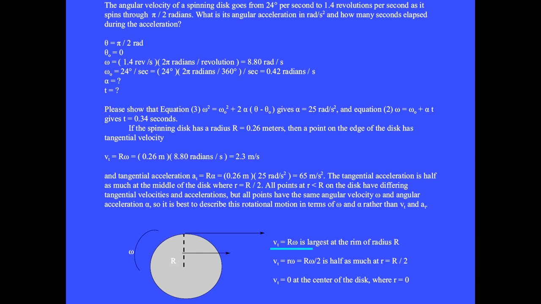The tangential velocity, v sub t equals big R omega, is largest at the rim. V tangential is half that much at little r equals big R over 2. And the tangential velocity is 0 at little r equals 0.